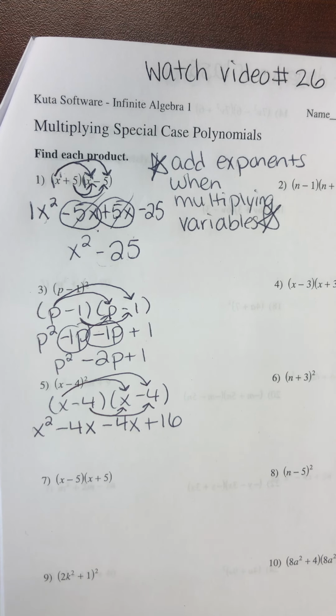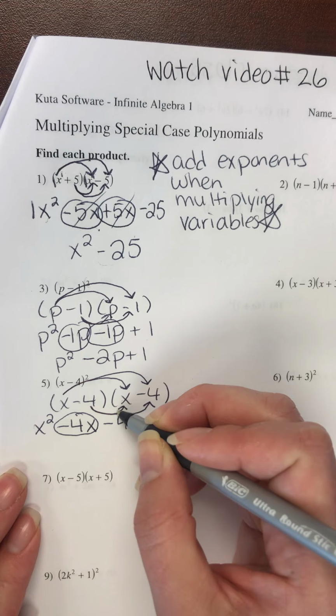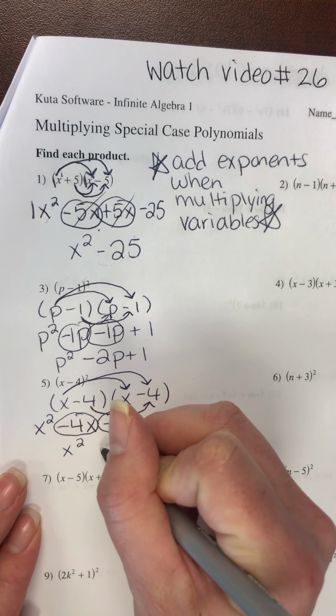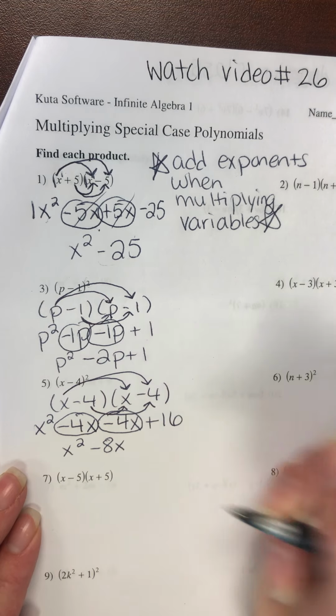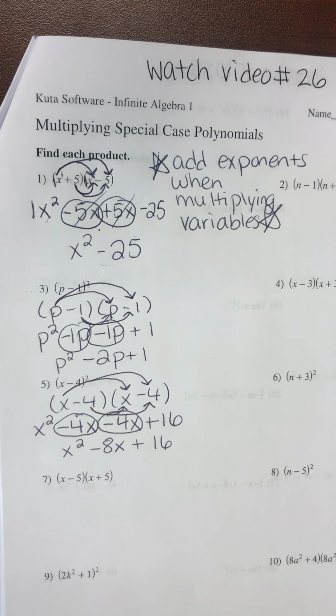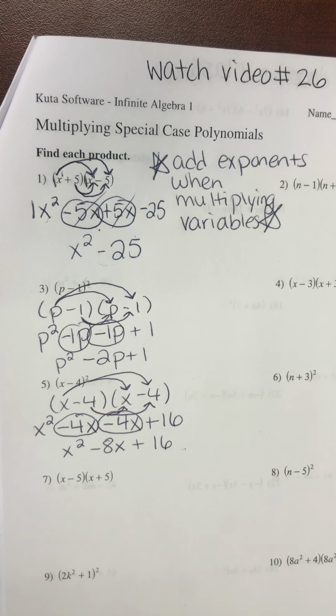All right, our next step, you guessed it, combine like terms. So I have -4x minus 4x, which is a -8x plus 16. So I have a trinomial as my answer here, and we are done with number 5.